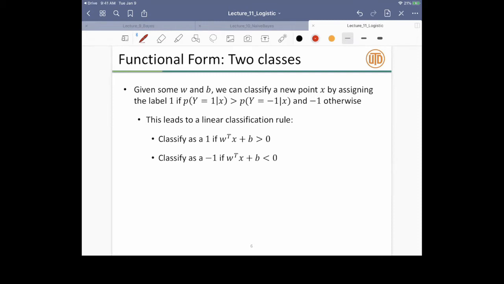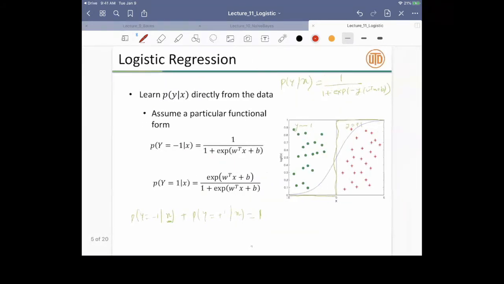In the two class scenario, again recall that my probability of y equal to +1 given x was 1 over 1 plus exp raised to minus (w transpose x plus b). The intuition here is that I can use the probabilities directly to assign a label of +1 or -1. If you recall the way the sigmoid function looks, it looks something like this.